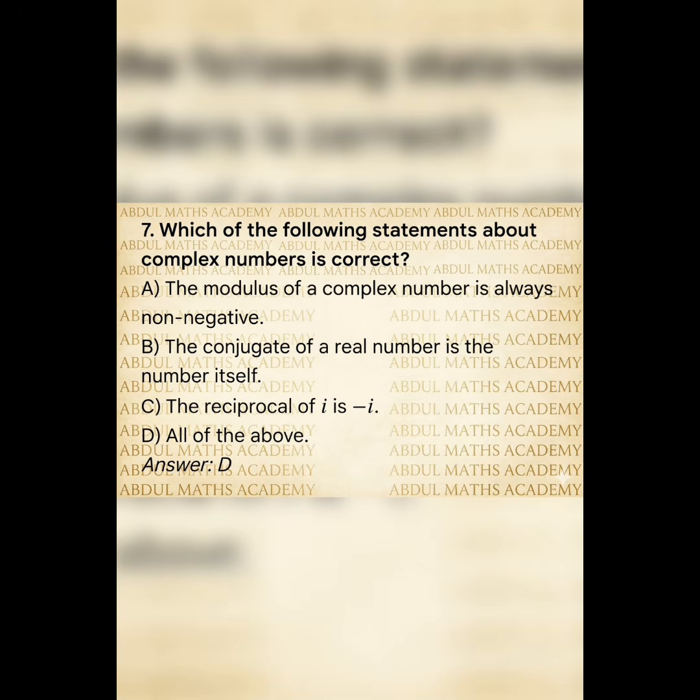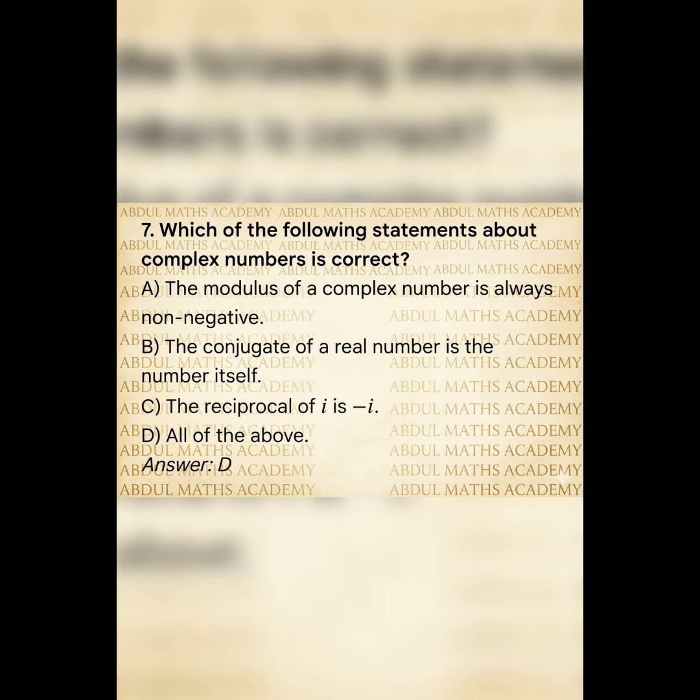Which of the following statements about the complex number is correct? The modulus of a complex number is always non-negative, which is correct because the modulus of a complex number will always be positive. The conjugate of a real number is the number itself, because in the conjugate of a complex number the sign of the imaginary part changes. The reciprocal of iota is minus iota. All of these are correct. So the correct option is all of these.